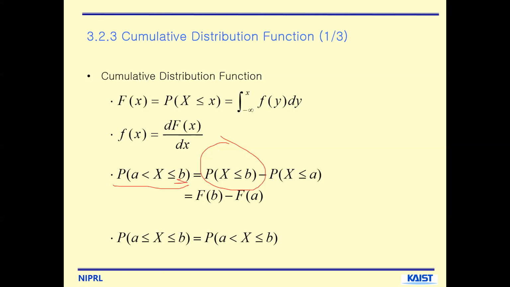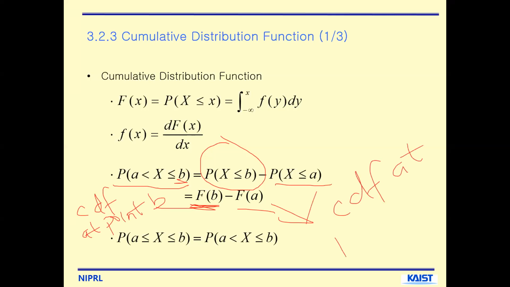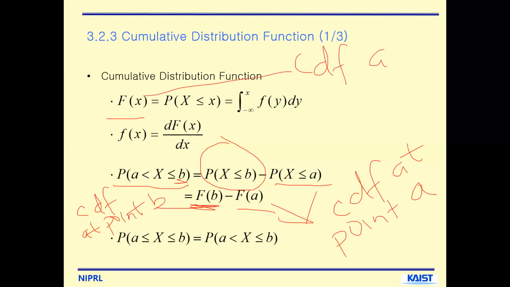The probability of x less than or equal to b is going to be a CDF. That's the CDF at point b. And then the probability of x less than or equal to a is the CDF at point a. You can see that now. And here, this is a CDF at point x.